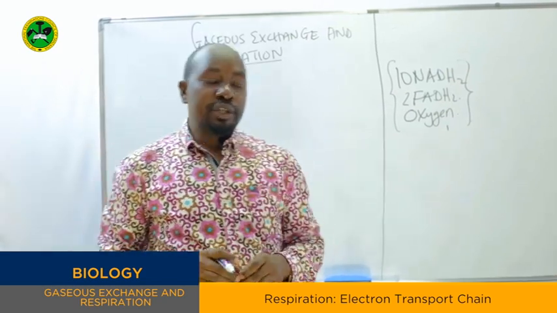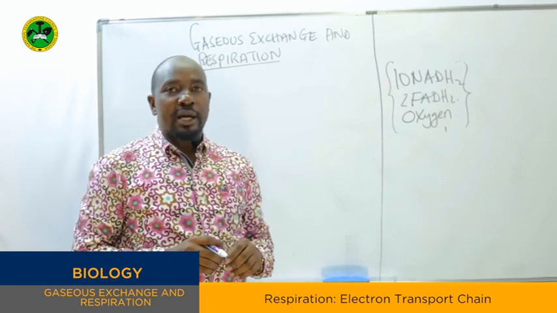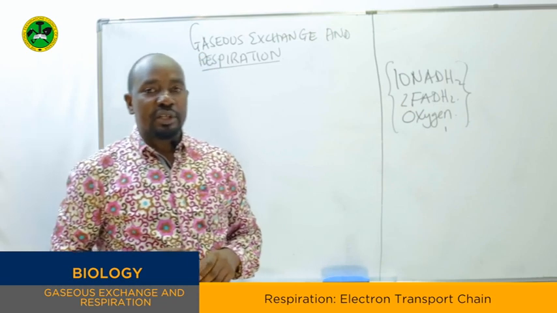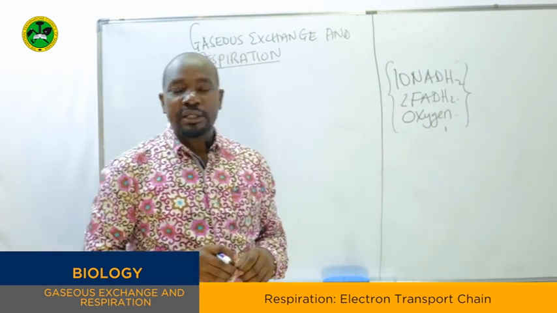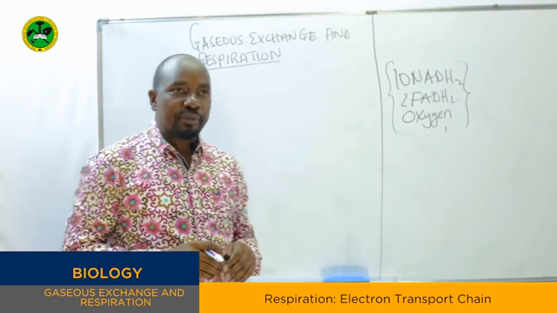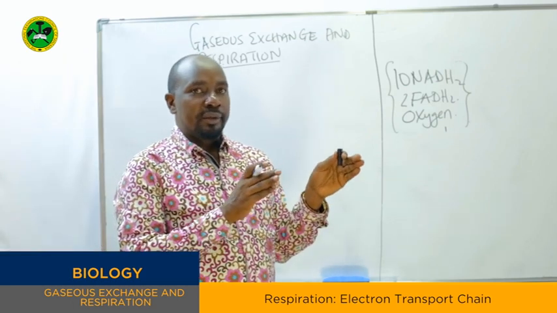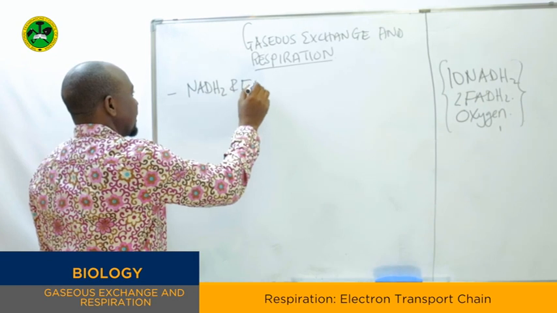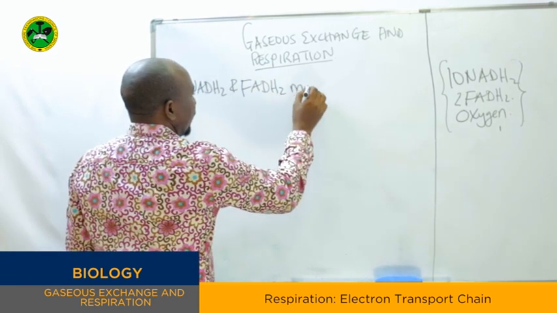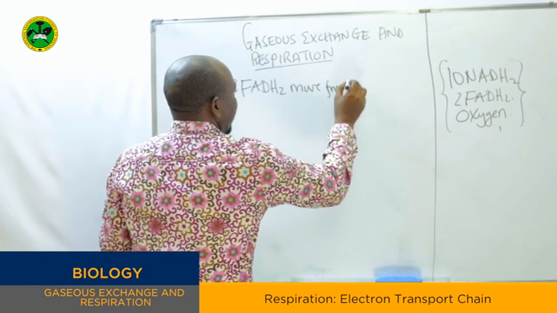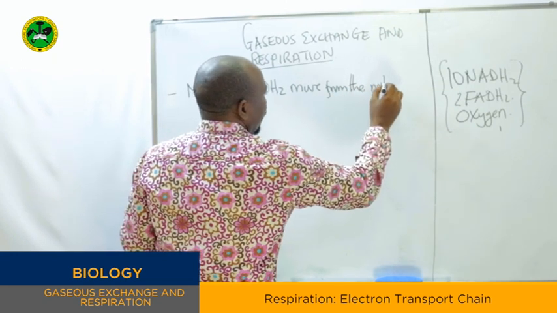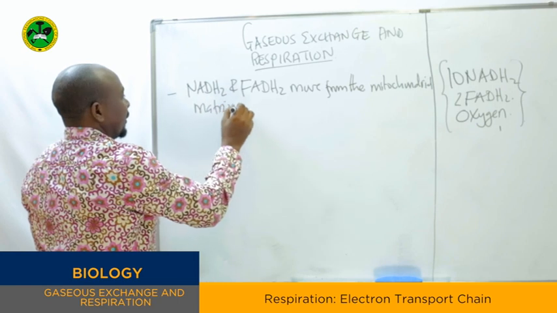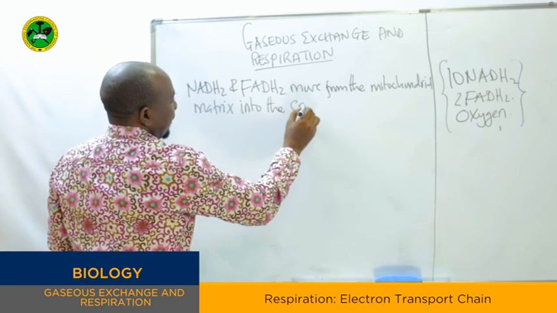Dear student, to start with, the electron transport chain occurs in the cristae of the mitochondria. These are produced in the matrix and some in the cytoplasm. So they have to move from the matrix of the mitochondria into the cristae. So the first thing is the reduced NAD and FAD move from the mitochondrial matrix into the crista.